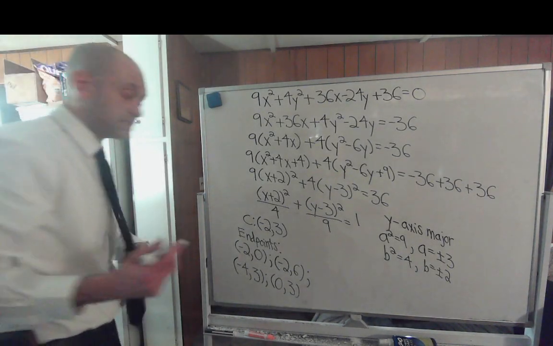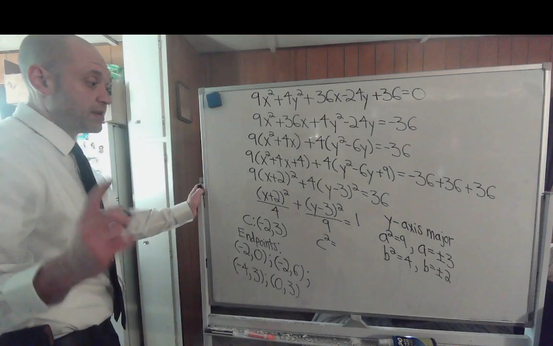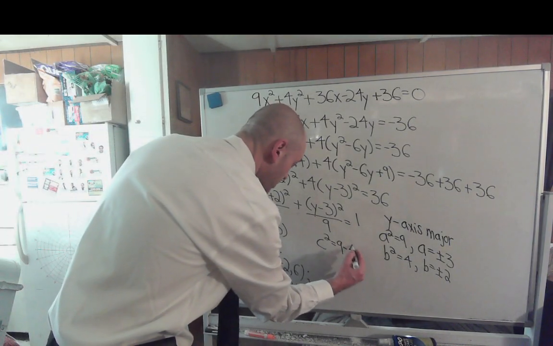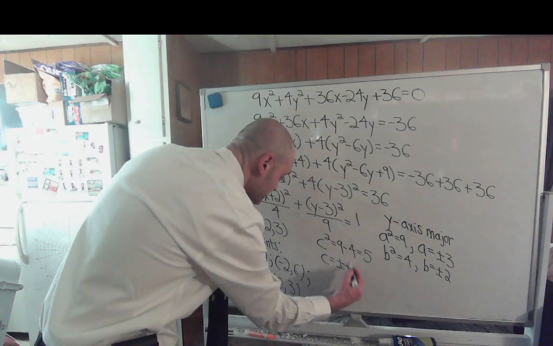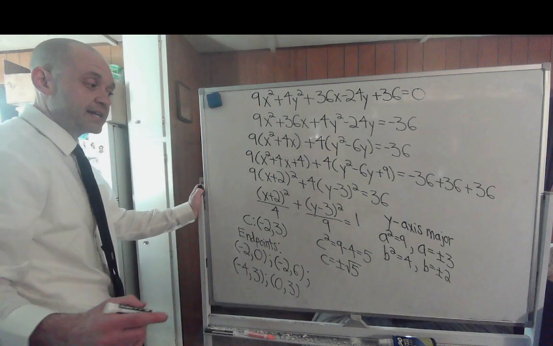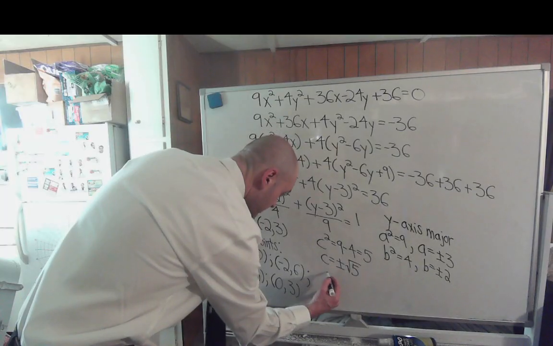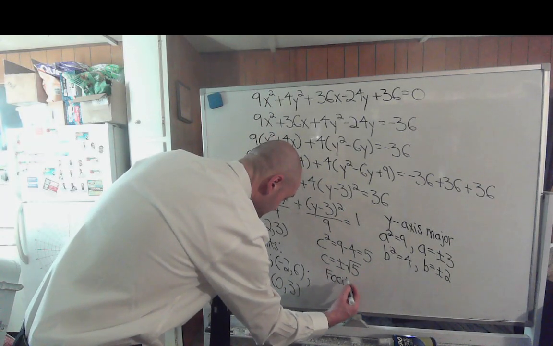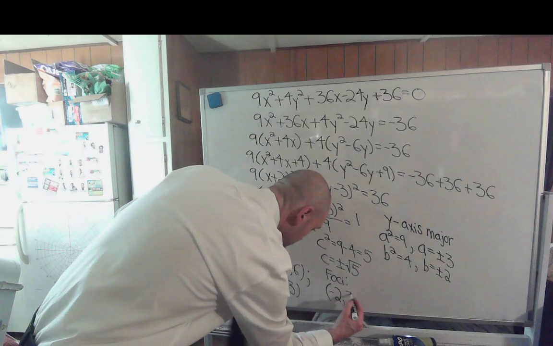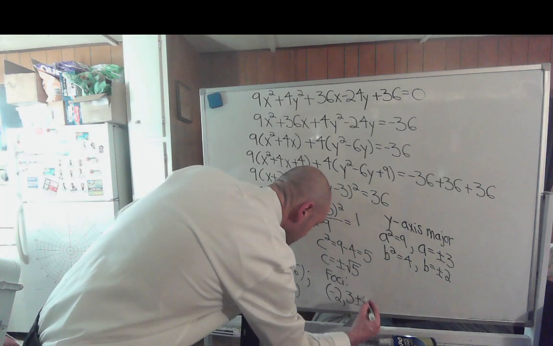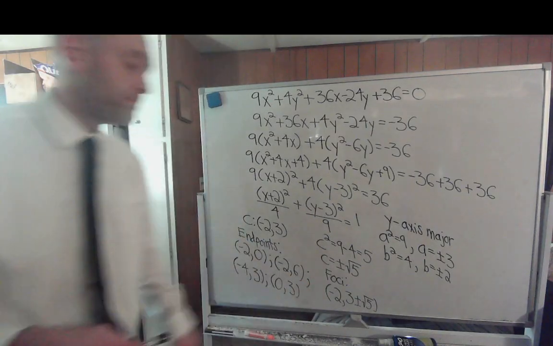And last but not least, let's find the foci. So c squared always equals a squared minus b squared, so that'd be 9 minus 4, which equals 5. So that means c equals plus and minus the square root of 5. Since the y-axis is major, we're going to tack those onto the y-coordinate of the center. So my foci can be found leaving my x-coordinate of -2 alone, but you'll take 3 both plus and minus the square root of 5. And those are the coordinates of your foci.